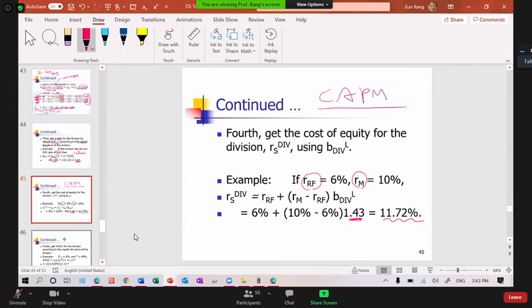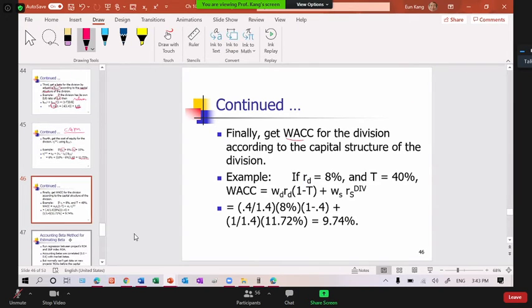But that is not the answer yet, because that is only the cost of equity, right? Cost of capital includes all the components. Let's say your WACC is according to the capital structure of the division. And then you also have to know RD. Let's say RD is 8% and tax is 40%. Then WACC is what?